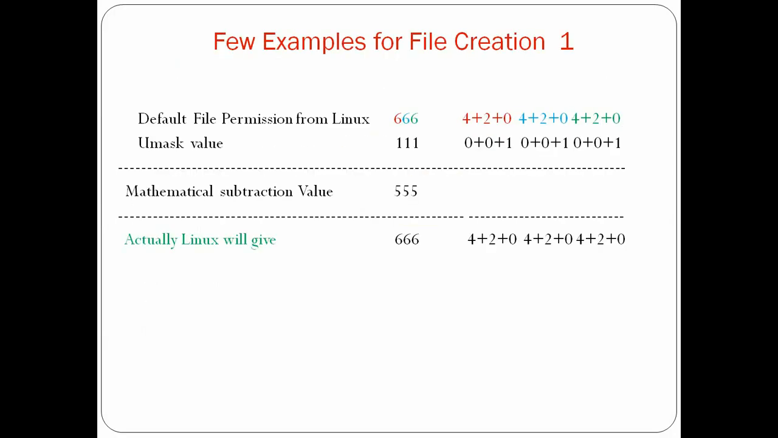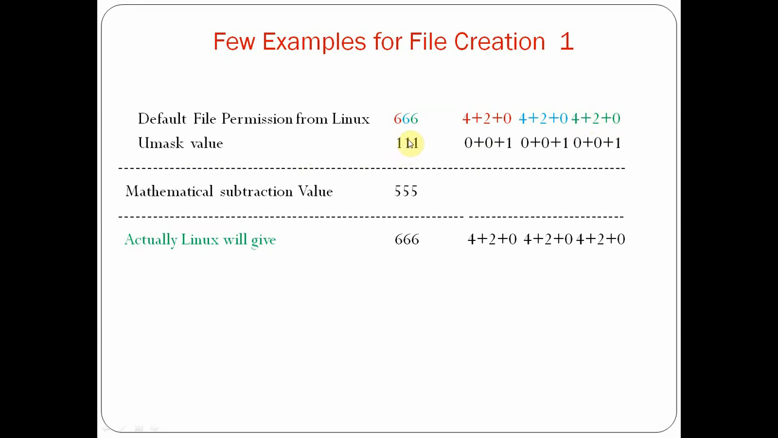So let me go through example 1. As already mentioned, the default permissions for a file is 666. Here I mention the permission string: 4 plus 2 plus 0 for owner, 4 plus 2 plus 0 for group, 4 plus 2 plus 0 for others. If I give my umask value as 111, what does it say? I don't want to restrict read permission, I don't want to restrict write permission, but I want to restrict execute permission. That is the meaning for user.